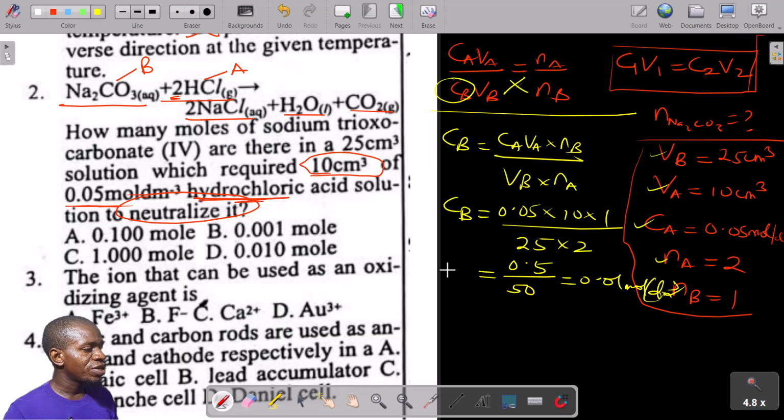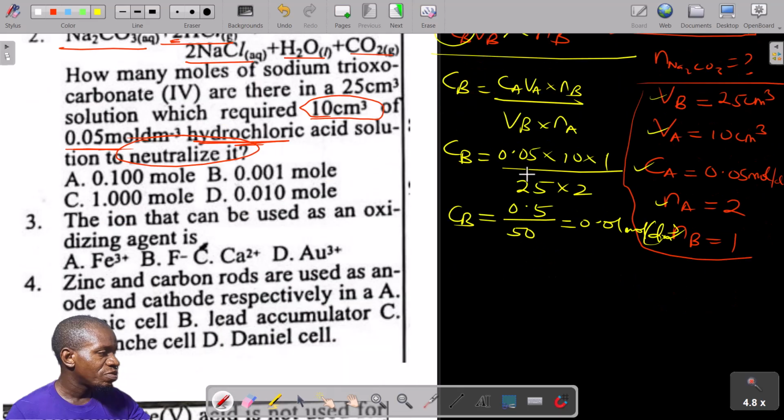Now this mole per dm³ is my Cb. I've gotten my Cb now. Let me be sure: 0.5 divided by 50 is 0.01. Then I've gotten my Cb. What next am I going to do? Since I've gotten my Cb now, the next thing I'm going to do is get the number of moles, as asked in the question.